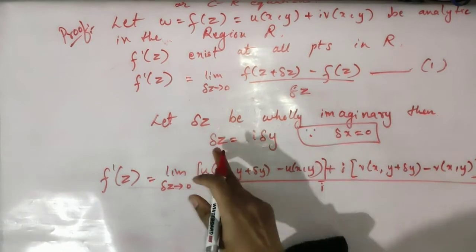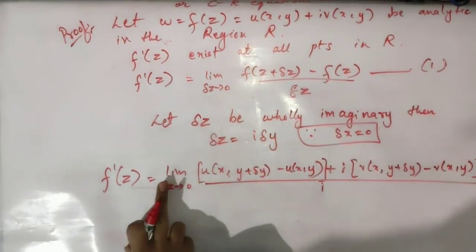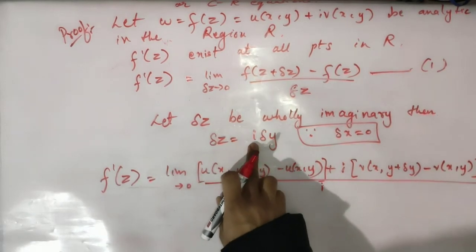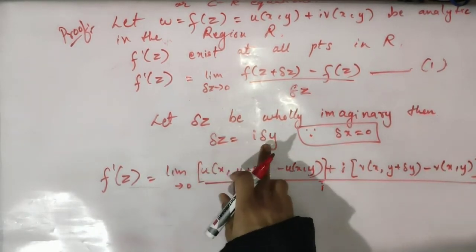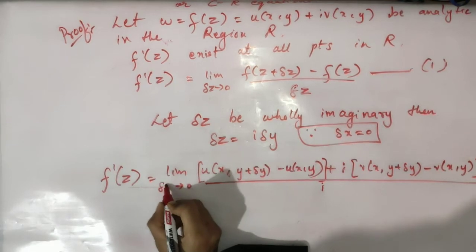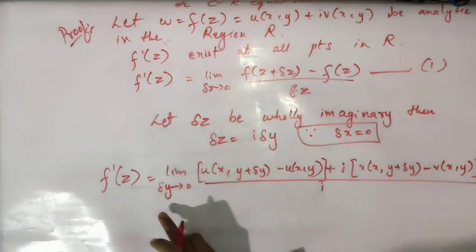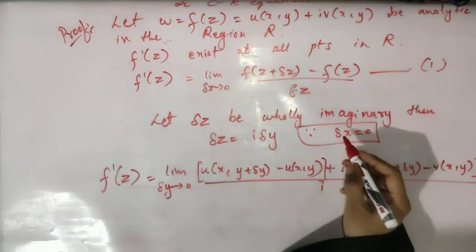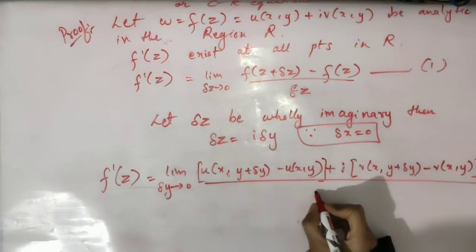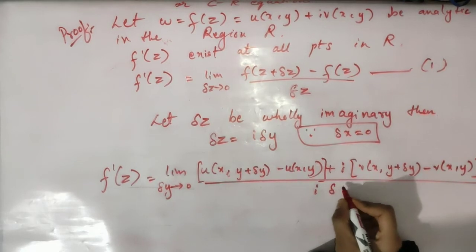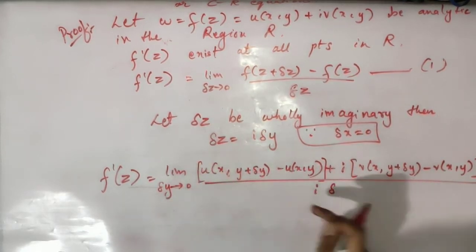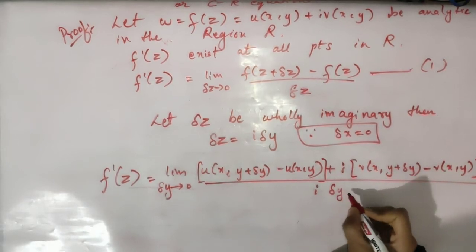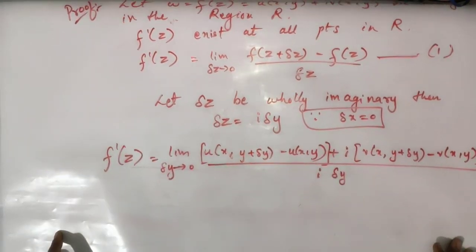Since delta z is i delta y, here in the limit as delta z tending to 0, I did not write it, because i is anyway a constant. When delta z is tending to 0, it means delta y must tend to 0. You need not take i delta y tending to 0 because i is constant, but in place of delta z, you have to write i delta y. Here we are saying delta z is tending to 0, that's why you have to take delta y tending to 0, because i cannot tend to 0. i is constant. Okay, so make a note there.